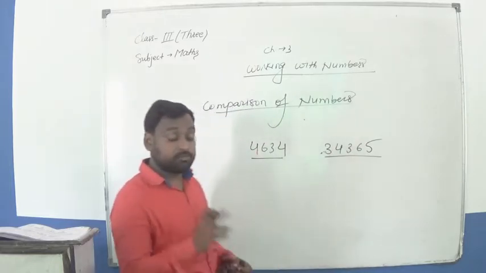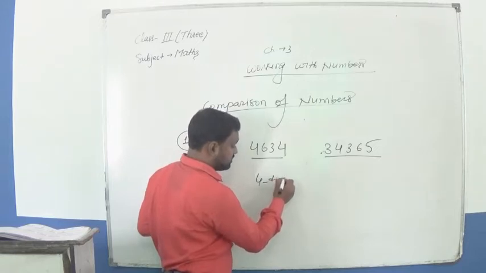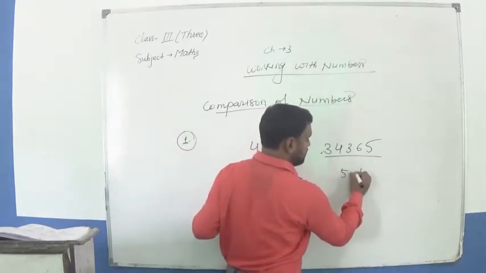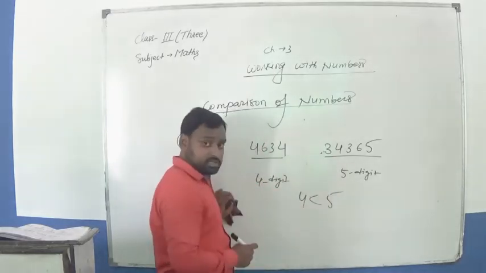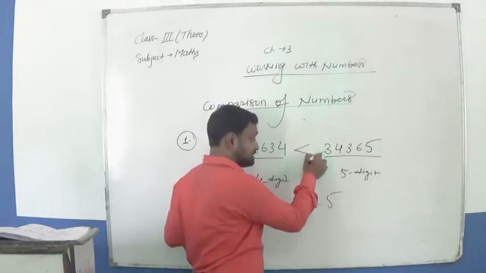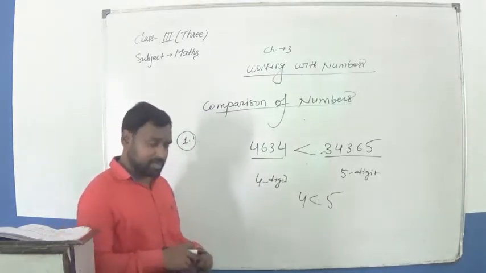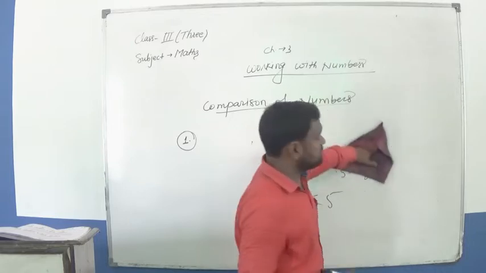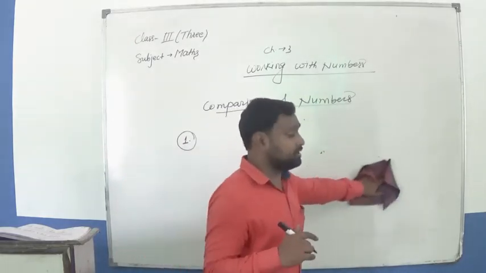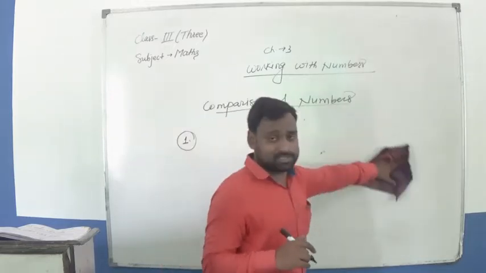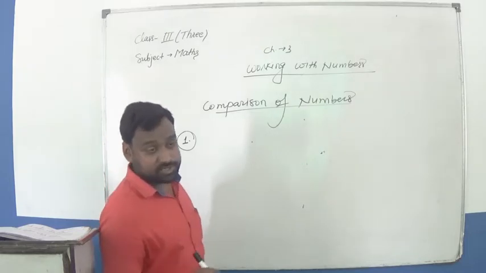For that, first count the digits. This one is 4 digits, and that one is 5 digits. 4 is less than 5, that's why this number is less than that number. In this way, when there is a difference in the number of digits, you can easily determine which is smaller and which is greater.